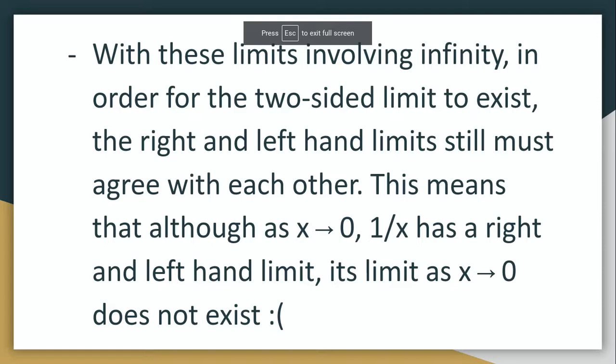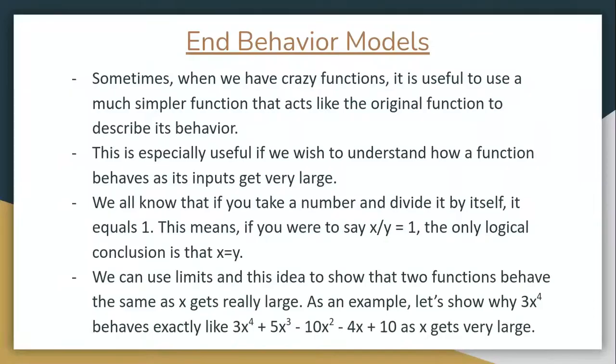And you can read this if you would like. Same thing as I said before. If the one-sided limits disagree with each other, then the two-sided limit will not exist, for the same reason we outlined earlier.